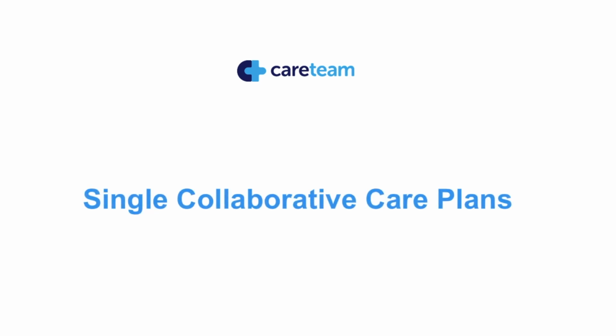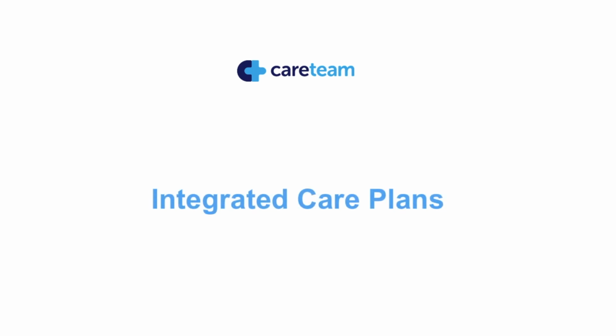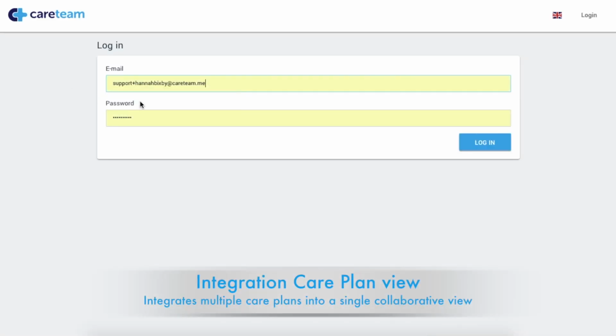In the first case, a multidisciplinary care team shares a single collaborative or coordinated care plan and manages multiple conditions from within that same care plan. In the second case, Careteam recognizes that people may have care plans in multiple different aspects of the healthcare system: an emergency department, a physician office, or community care. A user has a single login, and what they have access to is designated by the patient.